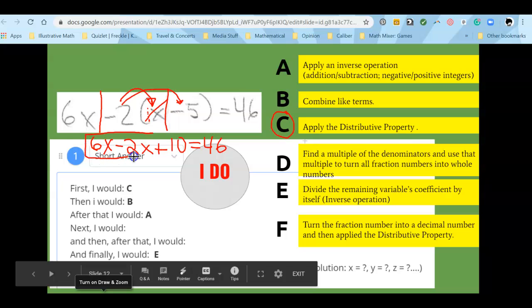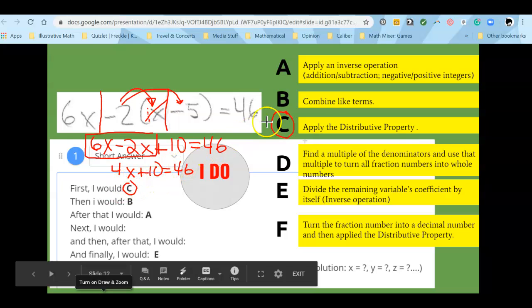Alright, remember the rule about like terms here, right? Base is the same, x and x, invisible uno, invisible uno. So then I have the difference of 6 and 2, or 6 positives, 2 negatives, leaves me with 4 positives, or 6 minus 2, or the difference equals 4. So 4x plus 10 equals 46.